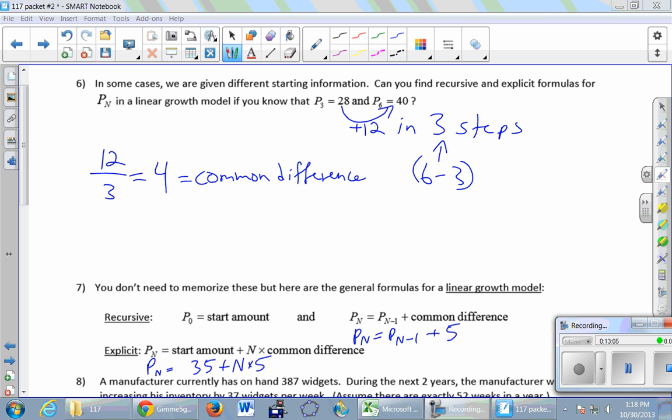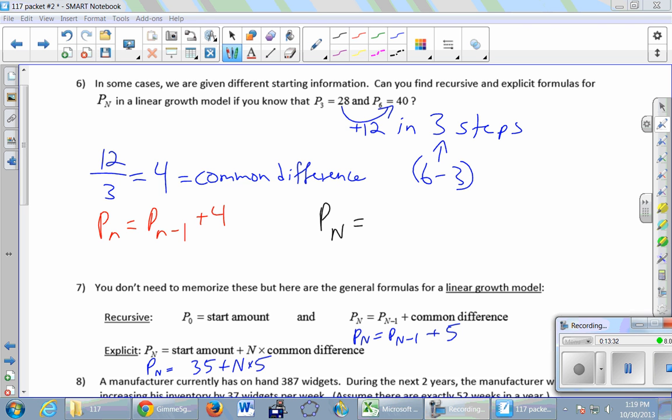Okay, so if we're going to write a recursive formula, I always start my recursive formulas by writing that. Pn equals Pn minus 1, and then there's something coming, but that's how it starts. And then what do we put at the end here? Plus 4, because we gain 4 every time. Go to the previous number, add 4. That's what that says.